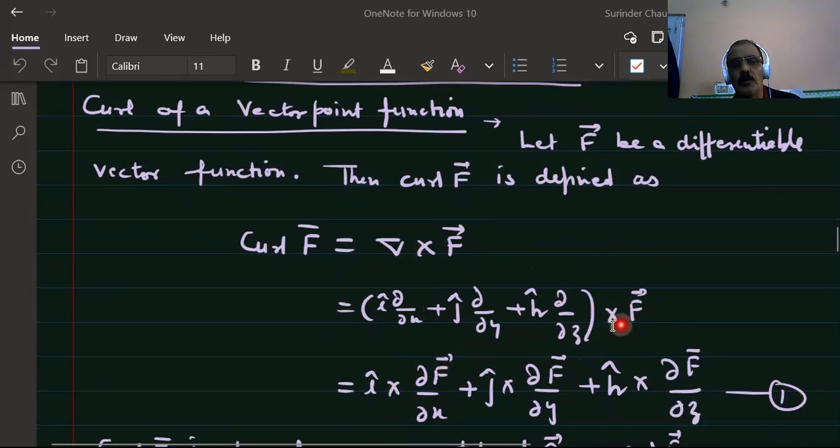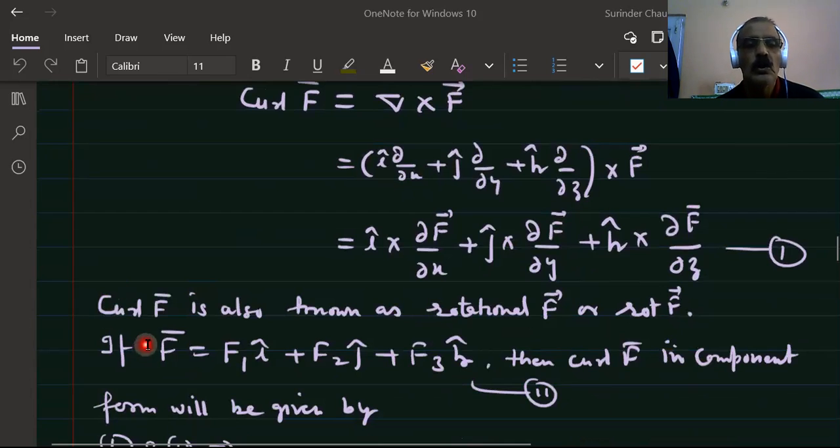So the cross product will be using vectors: i cross partial f by partial x, j cross partial f by partial y, k cross partial f by partial z equals a vector. Cross and dot, then we must have the proof for that. Every time we solve a problem, we have to decide; when we are finding the cross product, we have to find it in vectors only. Now the curl of f is also known as the rotation of f. Curl gives us the rotation.